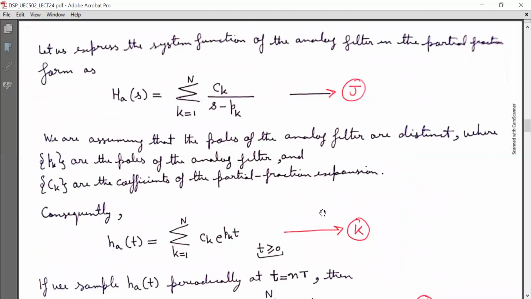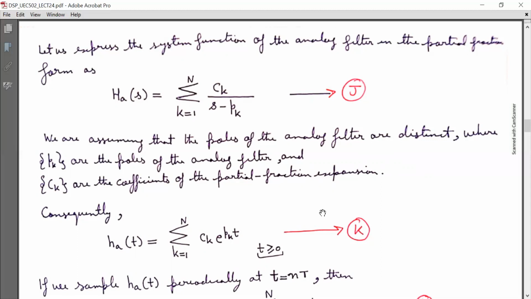Let us express the system function of the analog filter in the partial fraction form. Now our aim is to design the IIR digital filter using the system function of the analog filter. So let us express H_a(s) as the summation k running from 1 to capital N of Ck divided by s minus Pk. Mark it as equation J. For expressing H_a(s) in this partial fraction form, we are assuming that the poles of the analog filter are distinct.